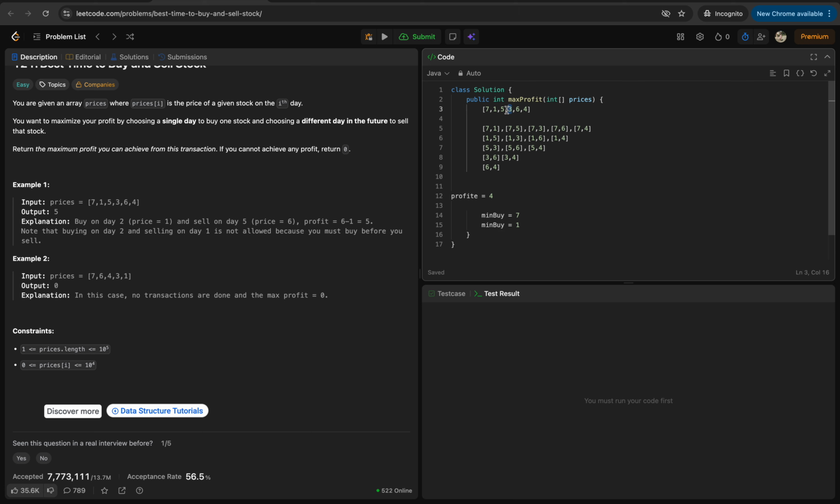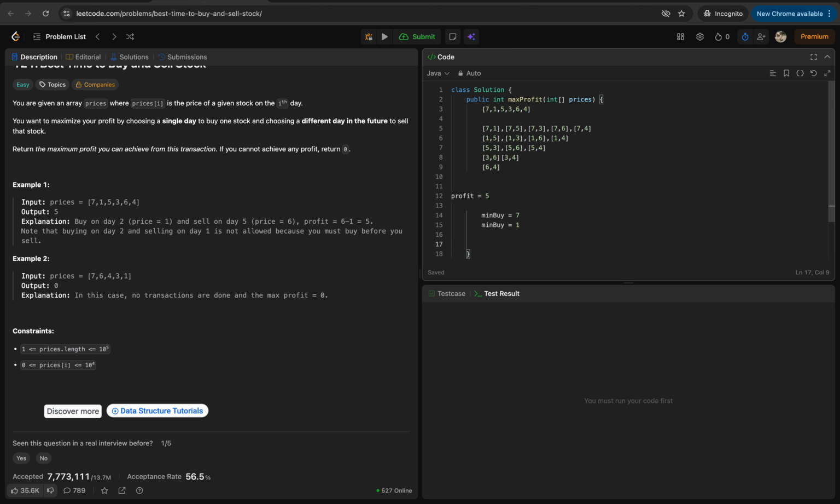Now we are at 3. Now when we are at 3, min buy, shall we update min buy? No. And profit, shall we update? Because profit 4 है, अब profit क्या होगा? min buy minus 3, profit 2, which is not maximum, so we will keep it as it is. Next is 6. We shouldn't update min buy, and shall we update profit? Yes, because when we buy at 1 and sell at 6, profit will be 5, and similarly 4 पे कुछ नहीं करना, तो max profit will be 5.